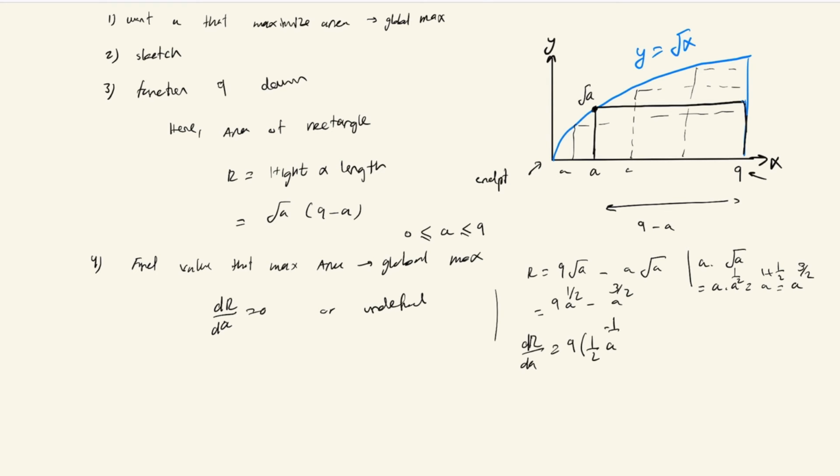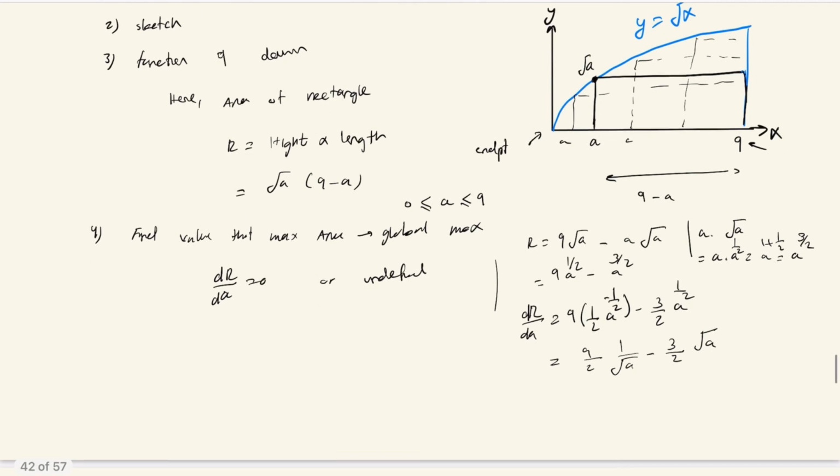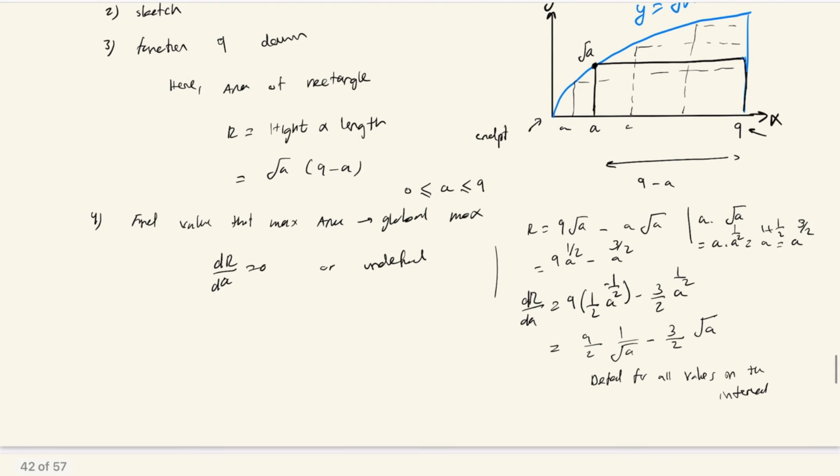We can take the derivative. This is just using the power rule. And then I'm going to write the half and minus half powers in terms of the square root. Notice that this function is defined for all values of a that are in our interval. And remember, our interval is going from 0 to 9.